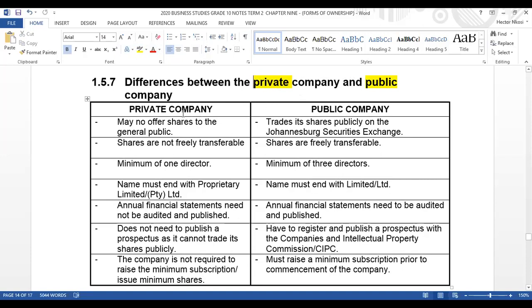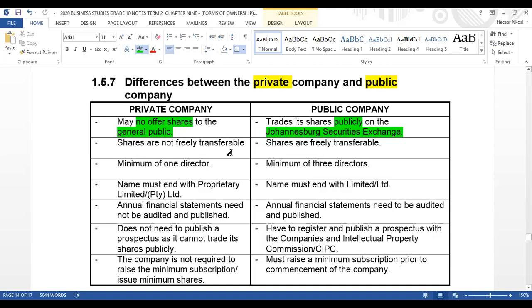We know, guys, that a private company may not offer shares to the general public. Under a private company, the shares can only be offered to the existing shareholders of the company. Whereas here, a public company trades shares publicly through the JSE. That's the difference between a public company and a private company.